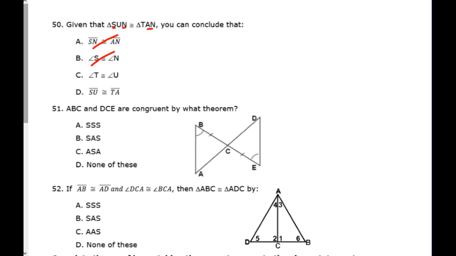T is congruent to U. Well, U is the second vertex. T is the first vertex. Those don't match, so we don't know that. And then SU, first two. TA, first two. Order matters. So letter D is going to be correct. Those two side lengths are congruent. Okay, so order matters again.